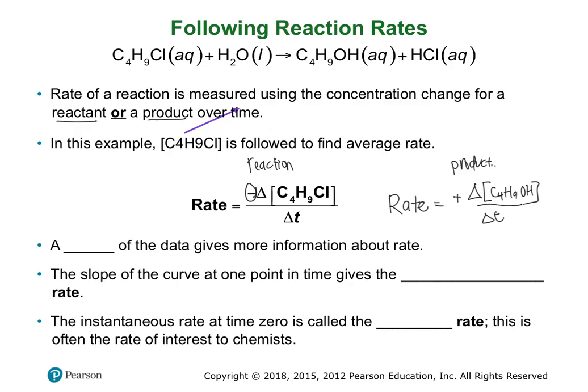being a positive number. We could plot the data to tell us more information about the rate, because basically what we can do is track the concentration of a reactant or a product over time and determine the slope to tell us the rate. So the slope at the curve at one specific point in time is the instantaneous rate. And when we do that at time equals 0, that's called the initial rate.